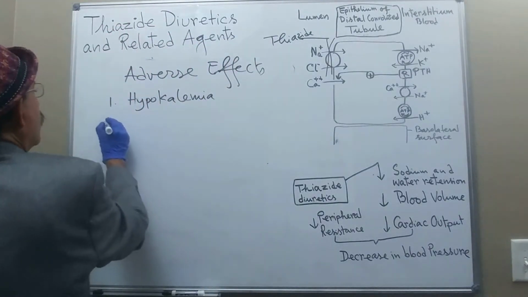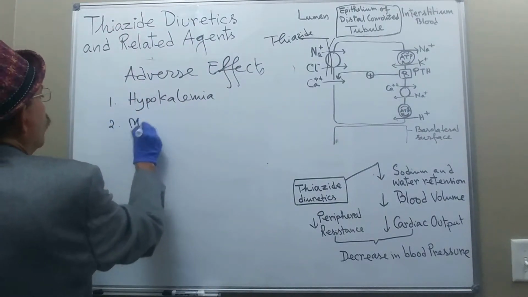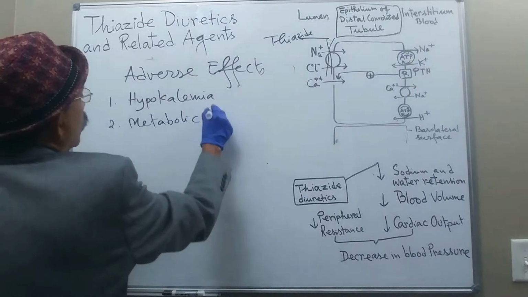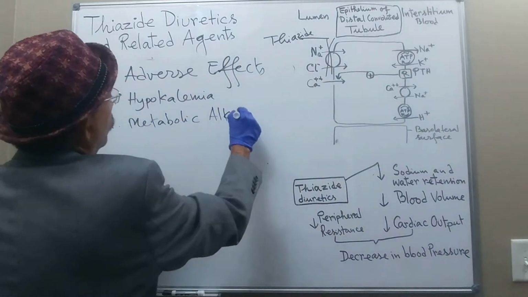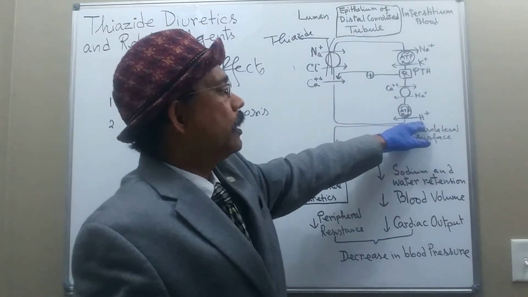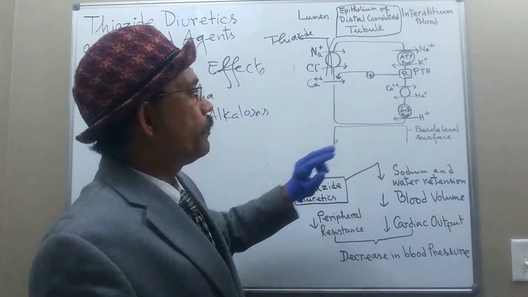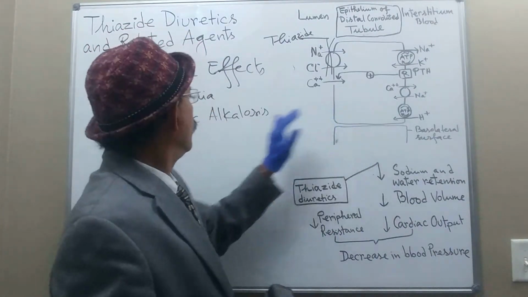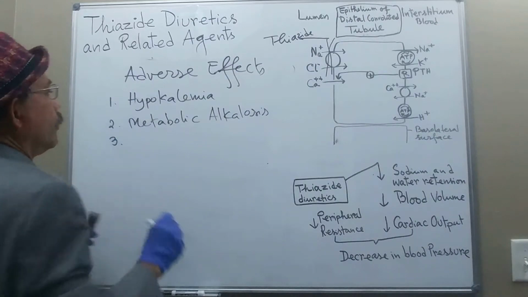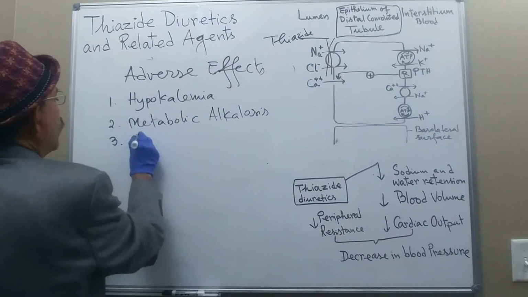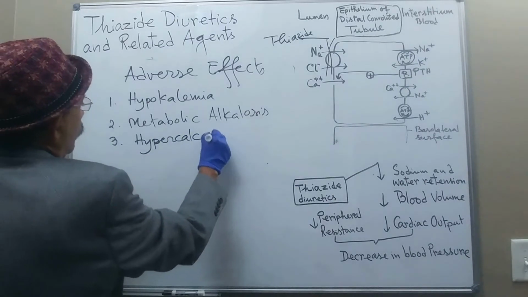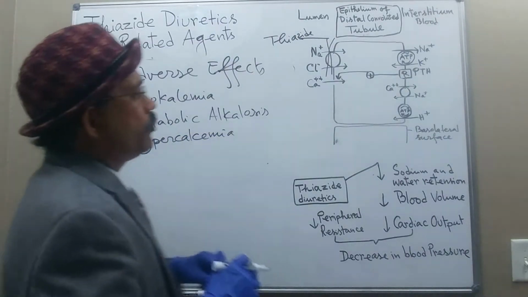It causes metabolic alkalosis. How? Because we are losing hydrogen. So that will cause metabolic alkalosis. It may cause hypercalcemia because of absorption of calcium.